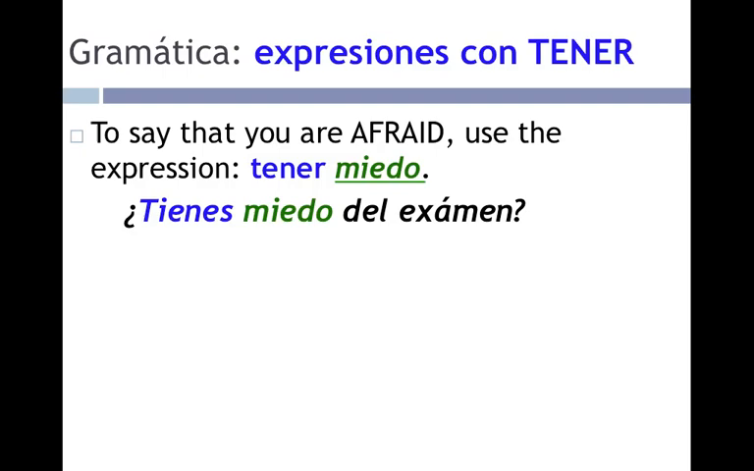Notice when we use the form of the verb tienes, it's not necessary to put the subject pronoun tú, because you know exactly who that's referring to. There's only one subject pronoun that goes with the form tienes, and that would be tú.